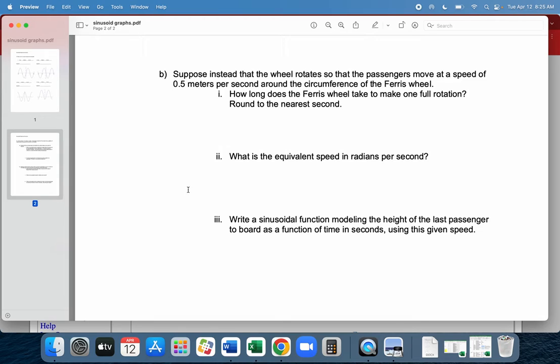And this is just a little bit of an extension beyond what we talked about before. So suppose that instead of saying it rotates once every 2.5 minutes, what if we know that the speed of a person around the circumference is 1/2 meter per second around the circumference of this Ferris wheel? We want to know how long does it take the Ferris wheel to make a full rotation if it's going at that speed?